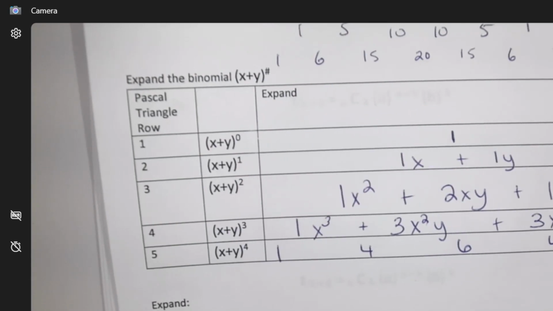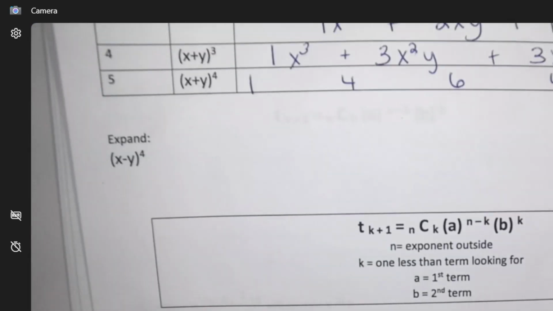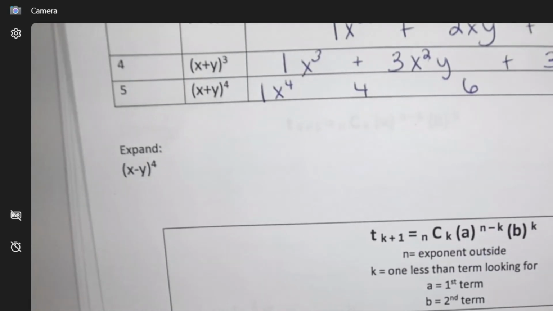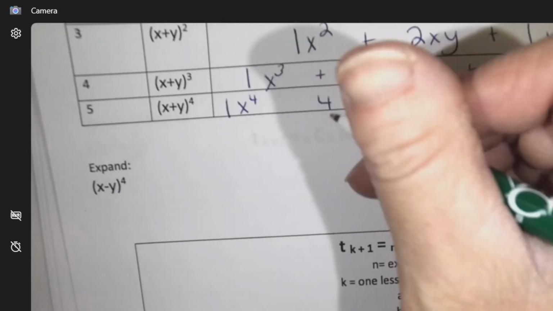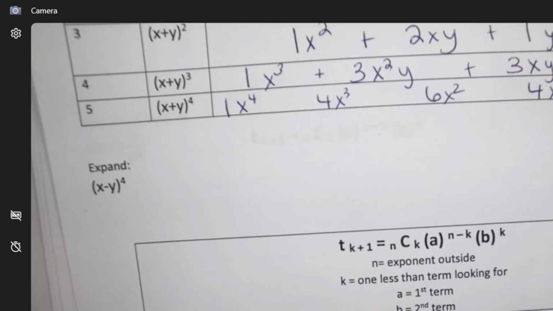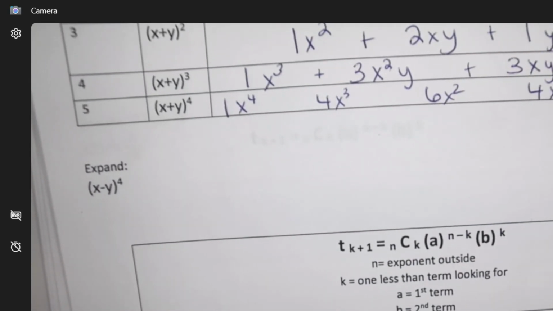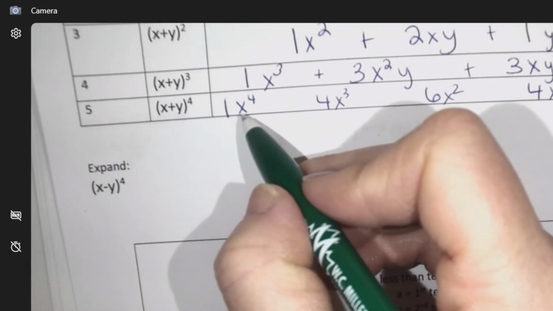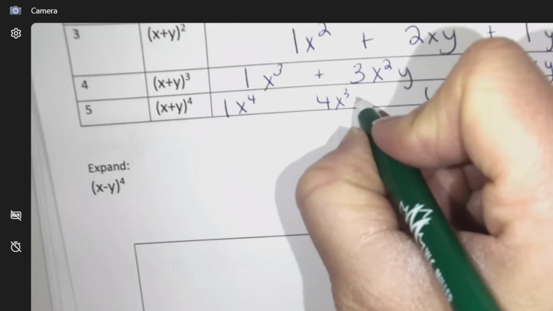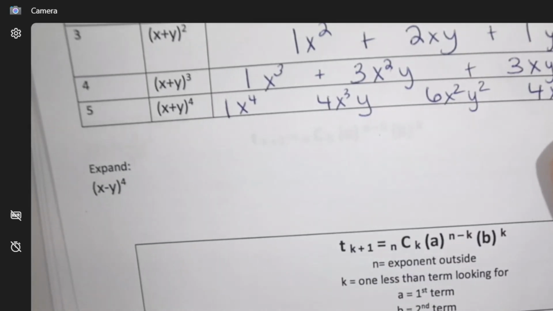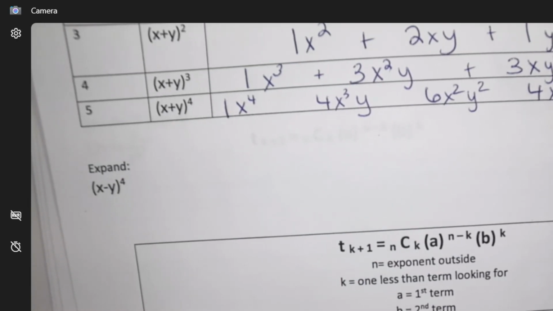Okay, so I'm going to start this line with an exponent 4, so x to the 4th. And then I'm going to go down, down, down, down. X cubed, x squared, x, no x's at all. Then I'm going to go starting with no y's, a y, a y squared, a y cubed, and a y to the 4th.